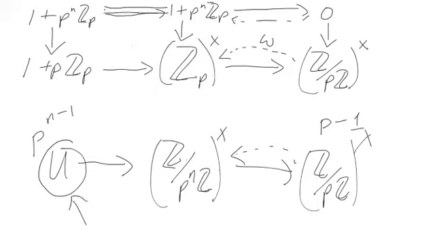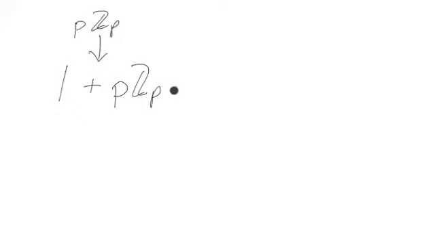So let's take a look at that idea now. Okay, so first of all, we are going to talk about why, if we have 1 plus pZp, we actually have a continuous homomorphism that's also an isomorphism. So a continuous isomorphism here between pZp and 1 plus pZp.